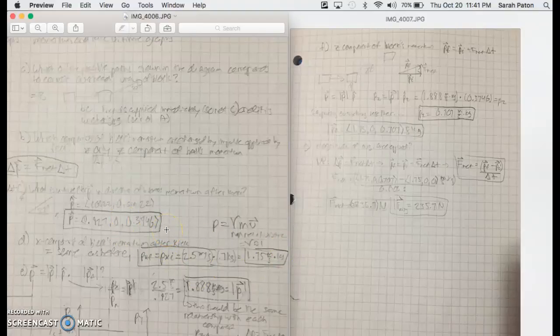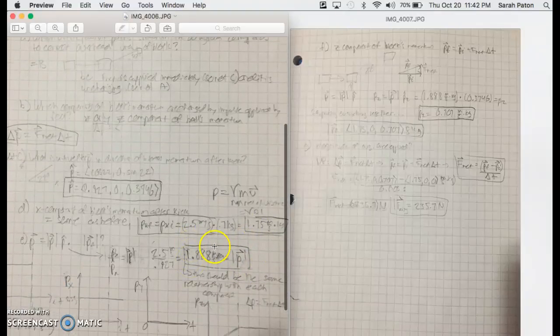Next up, my goal is to find the magnitude. The momentum vector is equal to the magnitude times the unit vector, and the magnitude is a relationship between a component and its unit vector. I found this relationship by using the x component and the x component's unit vector, 2.5 meters per second over 0.927, and I found the magnitude was equal to 1.888 meters per second times kilograms. There should be the same relationship with each component.